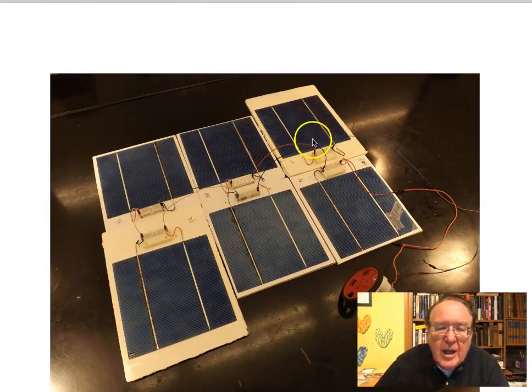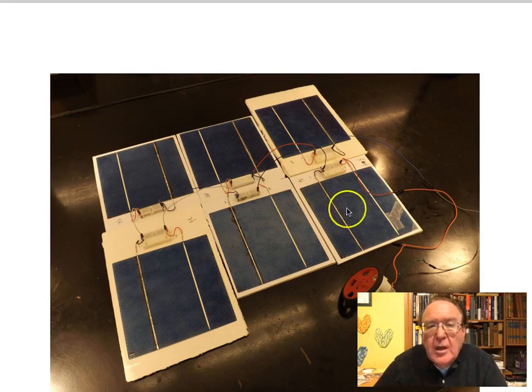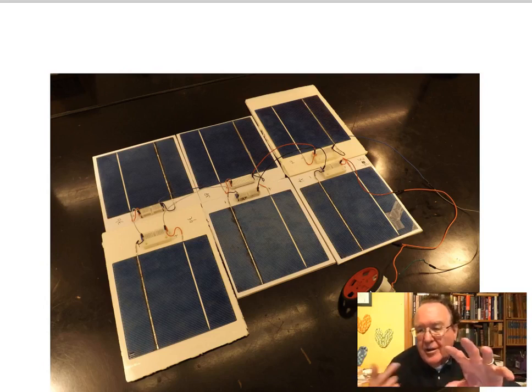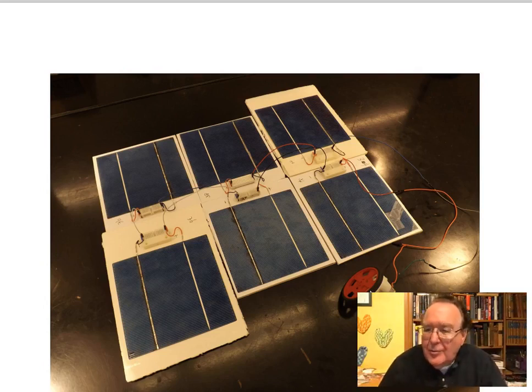So each solar panel is half a volt, so 6 panels would be a total of 3 volts, and quite a lot of amperage too, by the way. And then you can connect that across the motor that has a wheel on it, and the motor goes and the wheel starts to turn. You shine light on it, the wheel turns. You take the light off, the wheel stops.